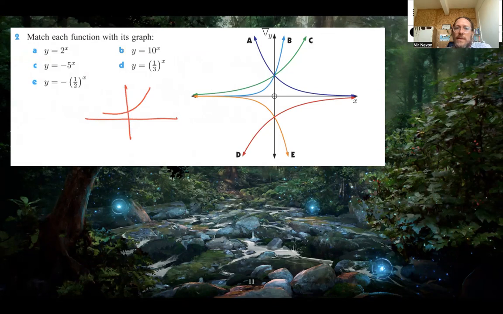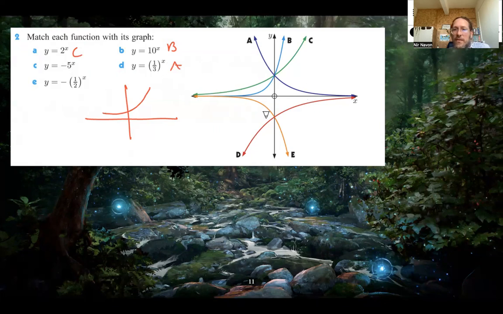So this would be C. 10 to the power of x is more steep, that would be B. This one here, we need a fraction, 1/3, that would be A. And those with the negative sign are reflections of the other.